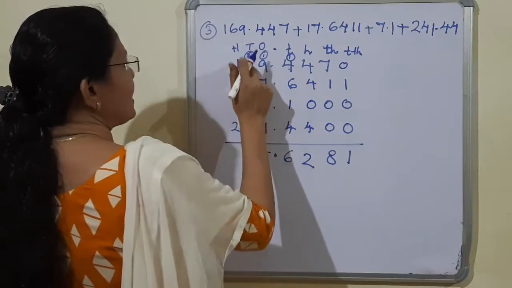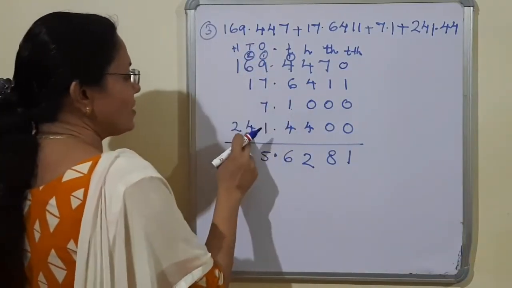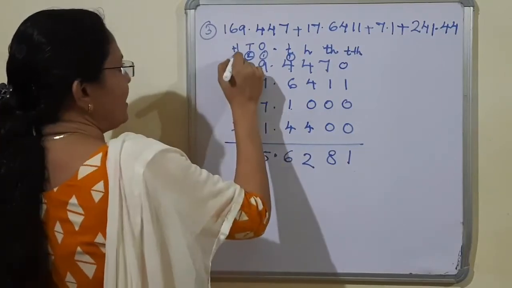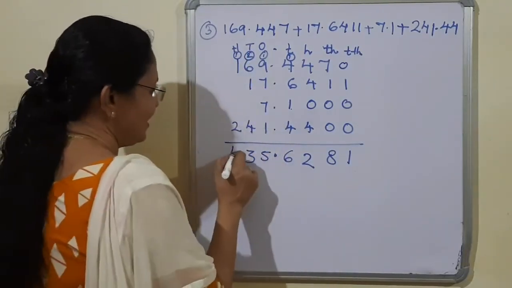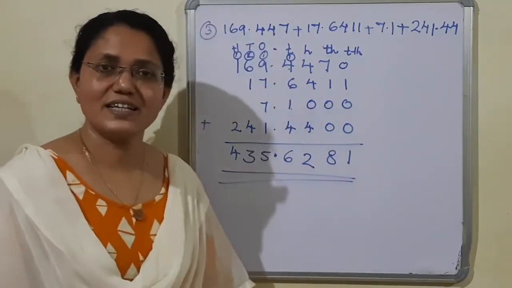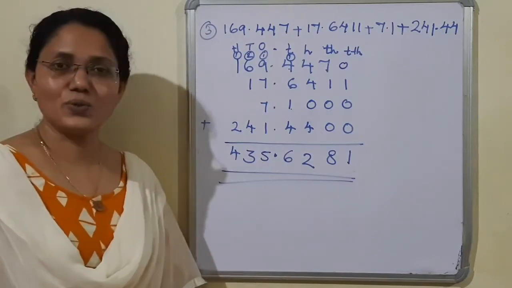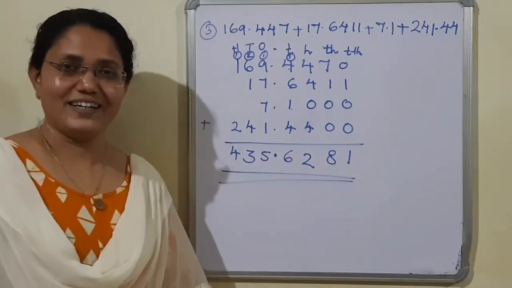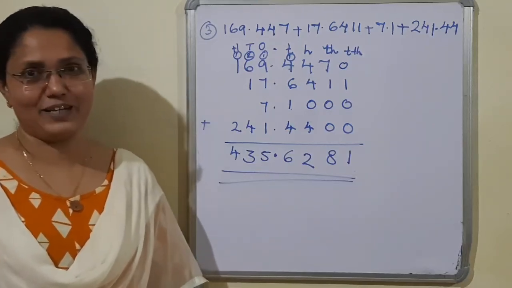2 carry. 6 plus 2, 8. 8 plus 1, 9. 9 plus 4, 13. 1 carry. 1 plus 1, 2. 2 plus 2, 4. Therefore, what is the answer here? 435.6281.